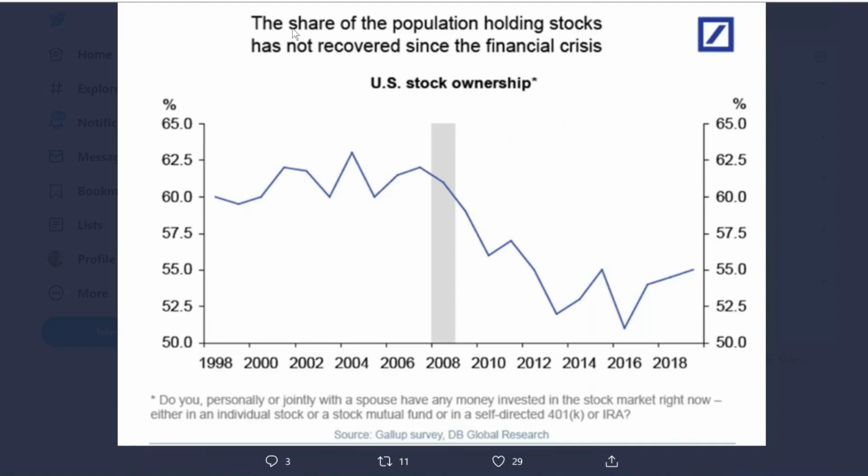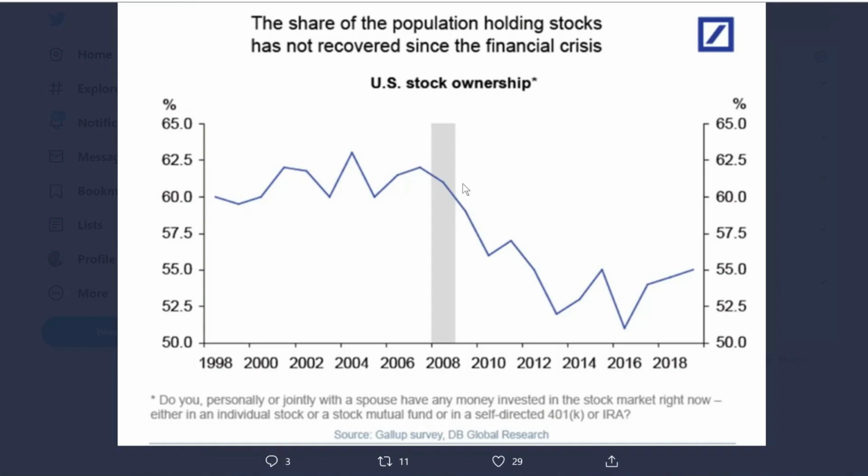So what is this? It's the share of the population holding stocks, which has not recovered. US stock ownership: do you, personally or jointly with a spouse, have any money invested in the stock market right now, either in an individual stock, stock mutual fund, or in a self-directed 401k or IRA? First of all, let's flip it on its head. At 55%, 45%, or almost half of the population, do not own stocks.